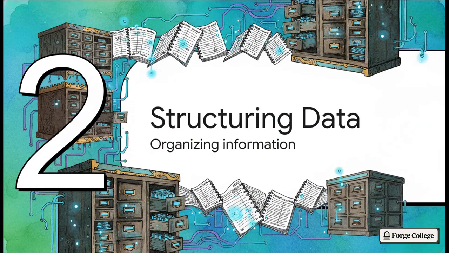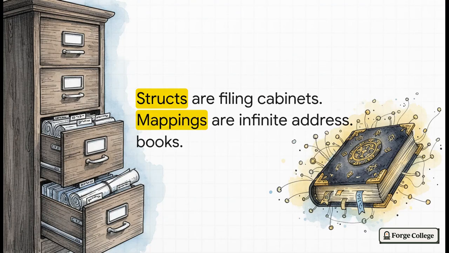Moving right along to Section 2, structuring your data. Let's get this information organized. Okay, there are basically two fundamental ways we organize data in Solidity. First, think of structs as your custom filing cabinets. They let you group related pieces of data together, like a payment's payer, payee, amount, and timestamp, all shoved into one neat, easily accessible drawer.